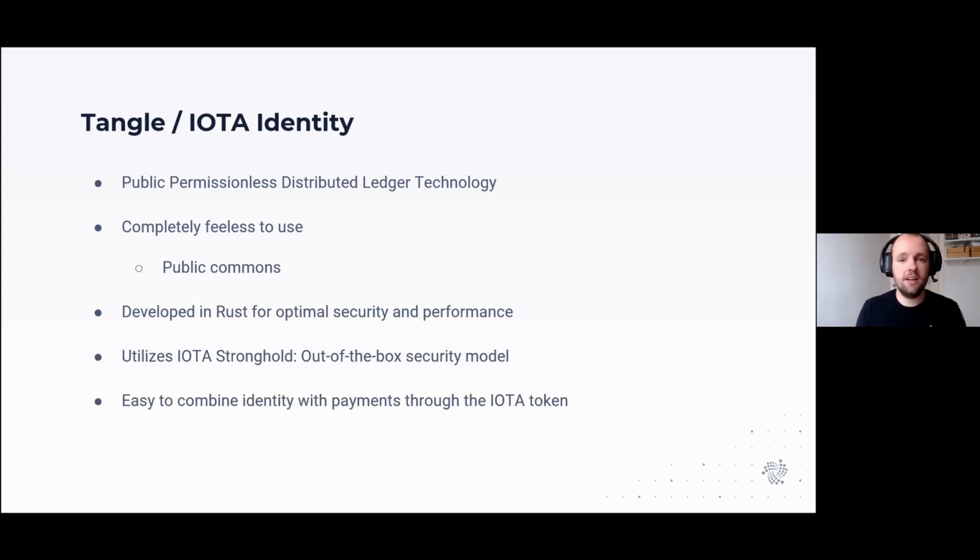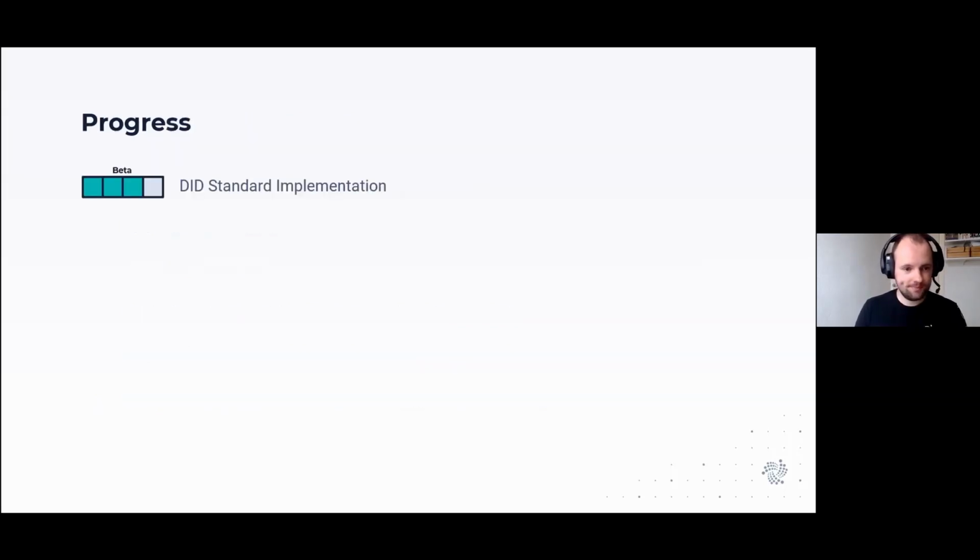A last upside that we have is that we can easily combine identity with payments, as the IOTA network is also used for value exchange through the IOTA token. And once you can combine identity with payments, that allows you to prove who you are paying, and therefore we can remove all doubts, and many fraudulent cases such as people pretending to be your parents on WhatsApp will no longer work. Similarly with company payments, of course.